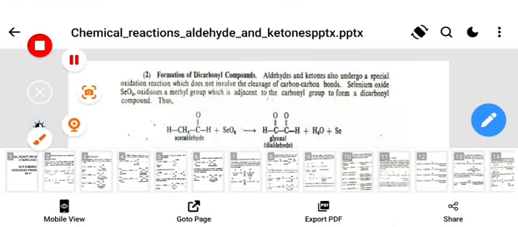Okay, these are the chemical reactions of carbonyl compounds. Okay, students.